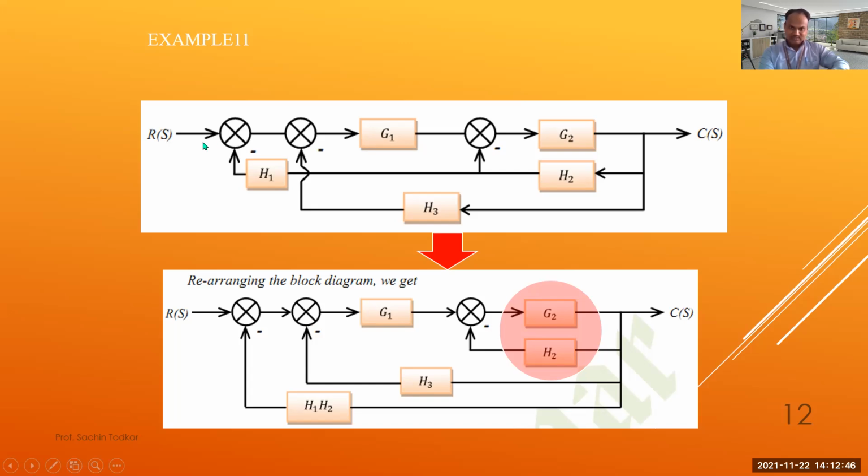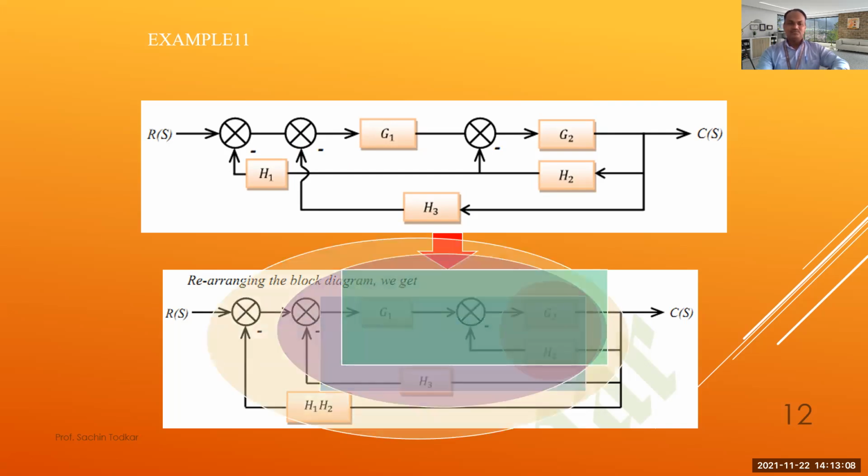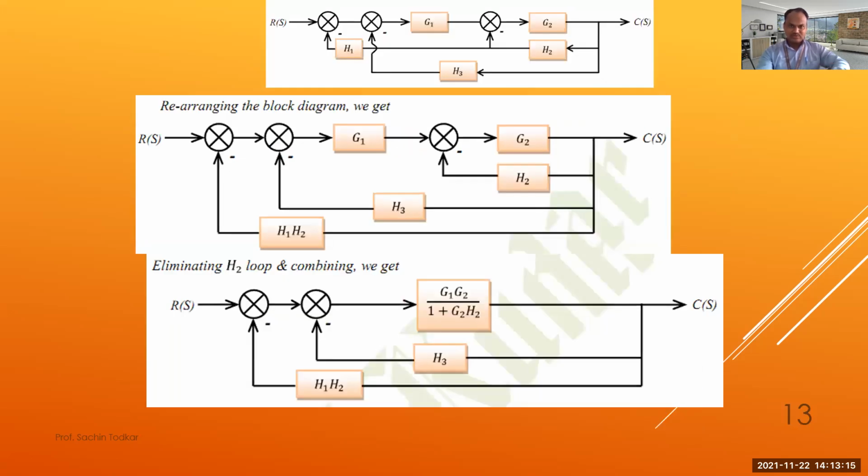This summing junction is taken here. This summing junction is here, H1, H2, and this H3 is coming inside that particular junction. So what we are going to do here, we are going to use the feedback function first, then we'll multiply it with G1, then again we are taking feedback, and the last feedback. So these will be the steps in action.